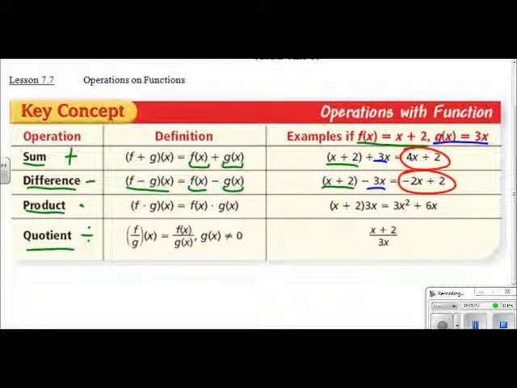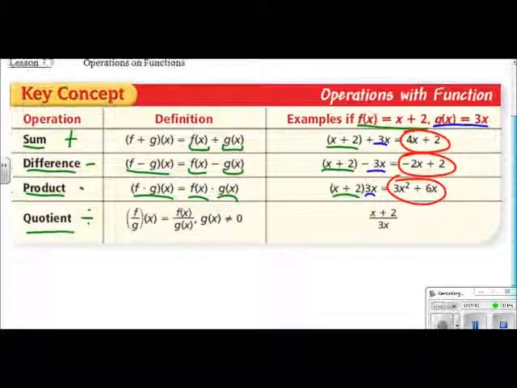Looking at a product, f times g of x would be f of x times g of x. So x plus 2 times 3x. And we'd have to distribute that throughout, so we get 3x squared plus 6x.